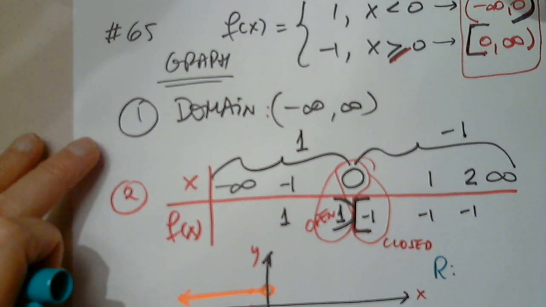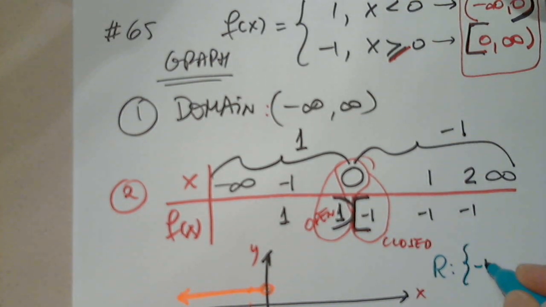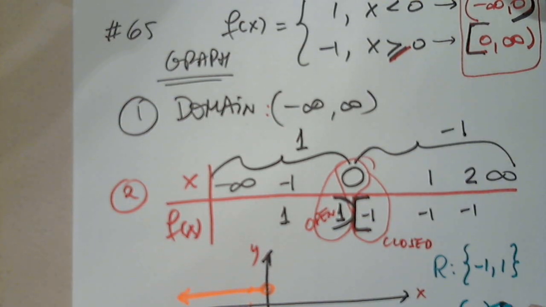So can anyone give us the range of this? And we stop. Thank you. I didn't mean to hold you a minute over. Can anyone give us the range of this function? One and negative one. Exactly, but written like this, with braces, not parentheses and not brackets, because there are only two values. Thank you.